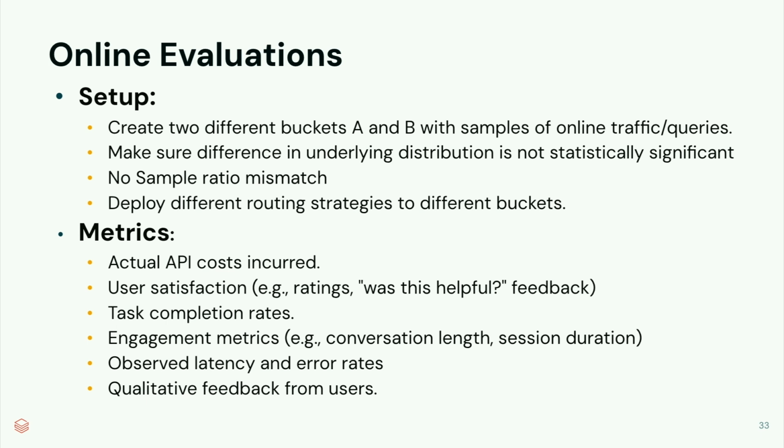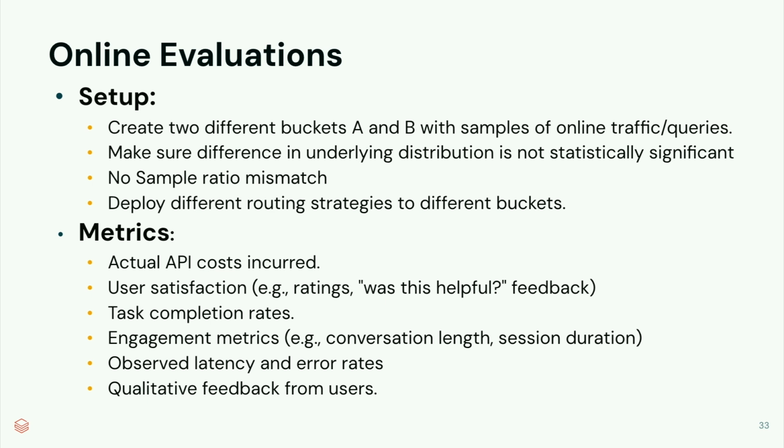For example, if you put all the expert people who are doing very reasoning-heavy queries into one bucket, and all the naive people who are doing very basic mathematical or simple queries into another bucket, that would create a significance problem in our experimentation. So, no sample ratio mismatch, yeah. And then we can deploy different kinds of routing strategies to different buckets to see which one is doing well.